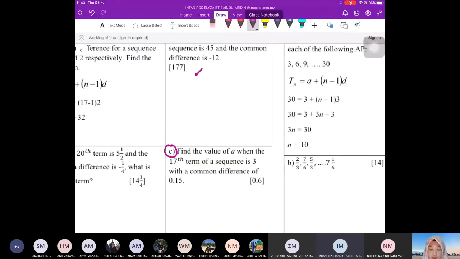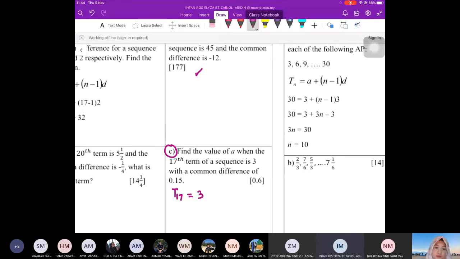Find the value of a. a means the first term. When the 17th term of a sequence is 3. Maksudnya, you know that the 17th term, that one is represented by T17. Tak? T17. So you keluarkan info tu. Dia memang banyak main dengan ayat. For progression ni banyak main dengan ayat, you have to keluarkan benda tu. What is represented by 17th term? That is T17. So buatkan dia T17 equal to 3.